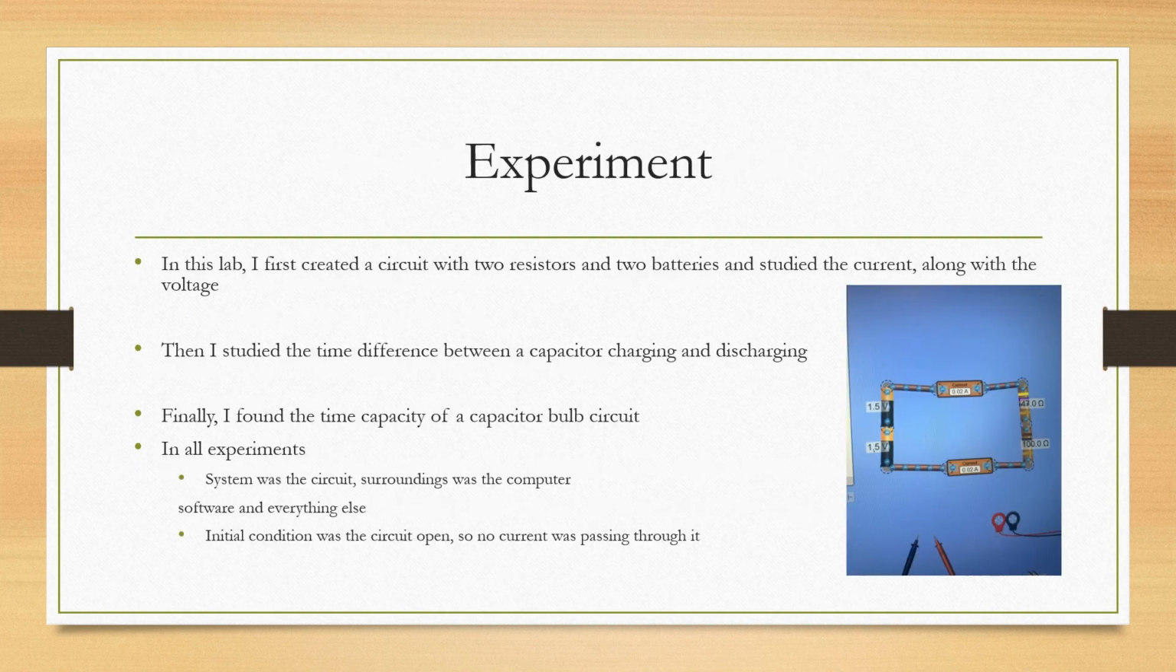In this experiment, I first created a circuit with 2 resistors and 2 batteries. Then I studied the circuit and measured the voltage. Next, I built a system with a battery, bulb, and capacitor. I then charged and discharged the capacitor with different bulbs and measured how long it took. Finally, I found the time constant of the capacitor bulb circuit by graphing the natural log of the change in voltage divided by the original voltage over time.